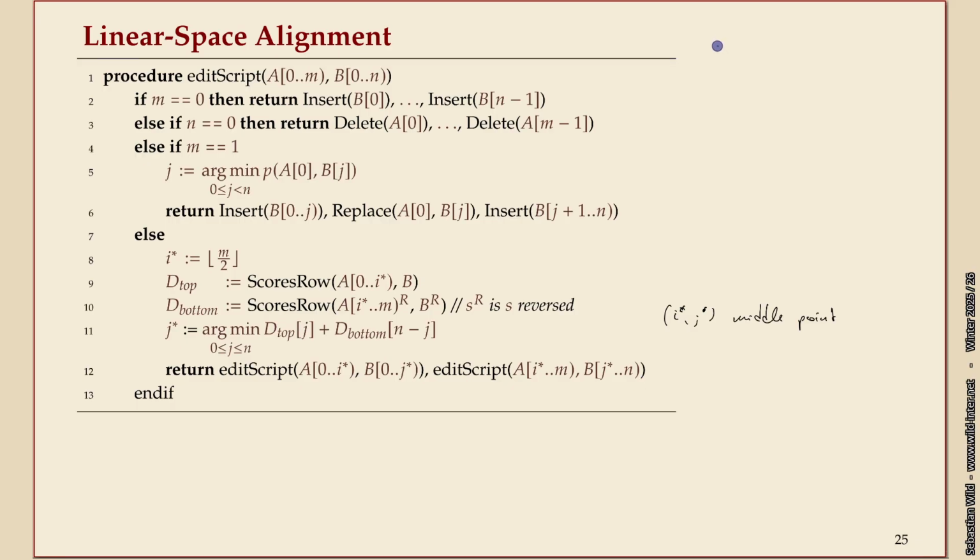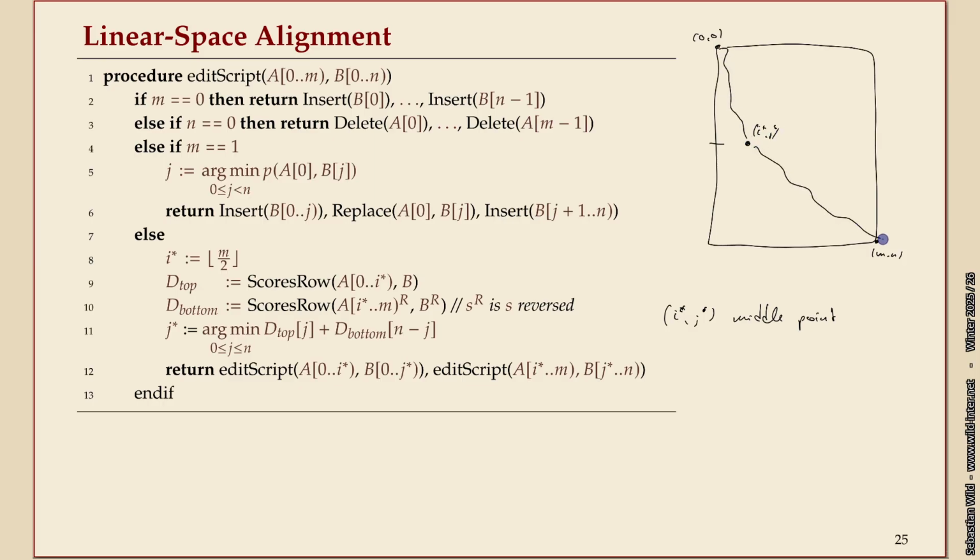Again, really think of it visually in this graph of points. So you have the 0, 0 up here and the M, N down there. There's somehow in the middle your I star, J star. And then it's the best path from here to here and the best path from here to here. Okay.